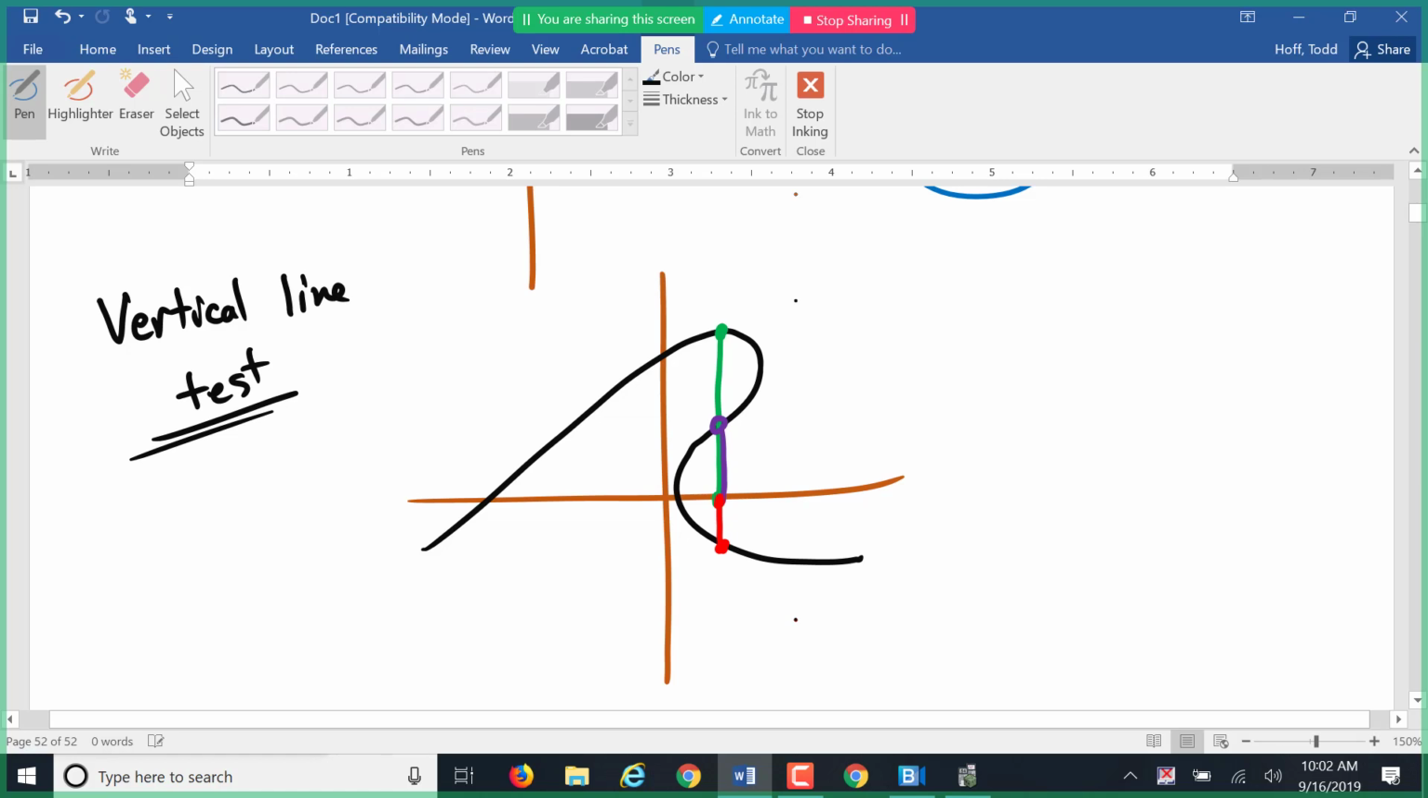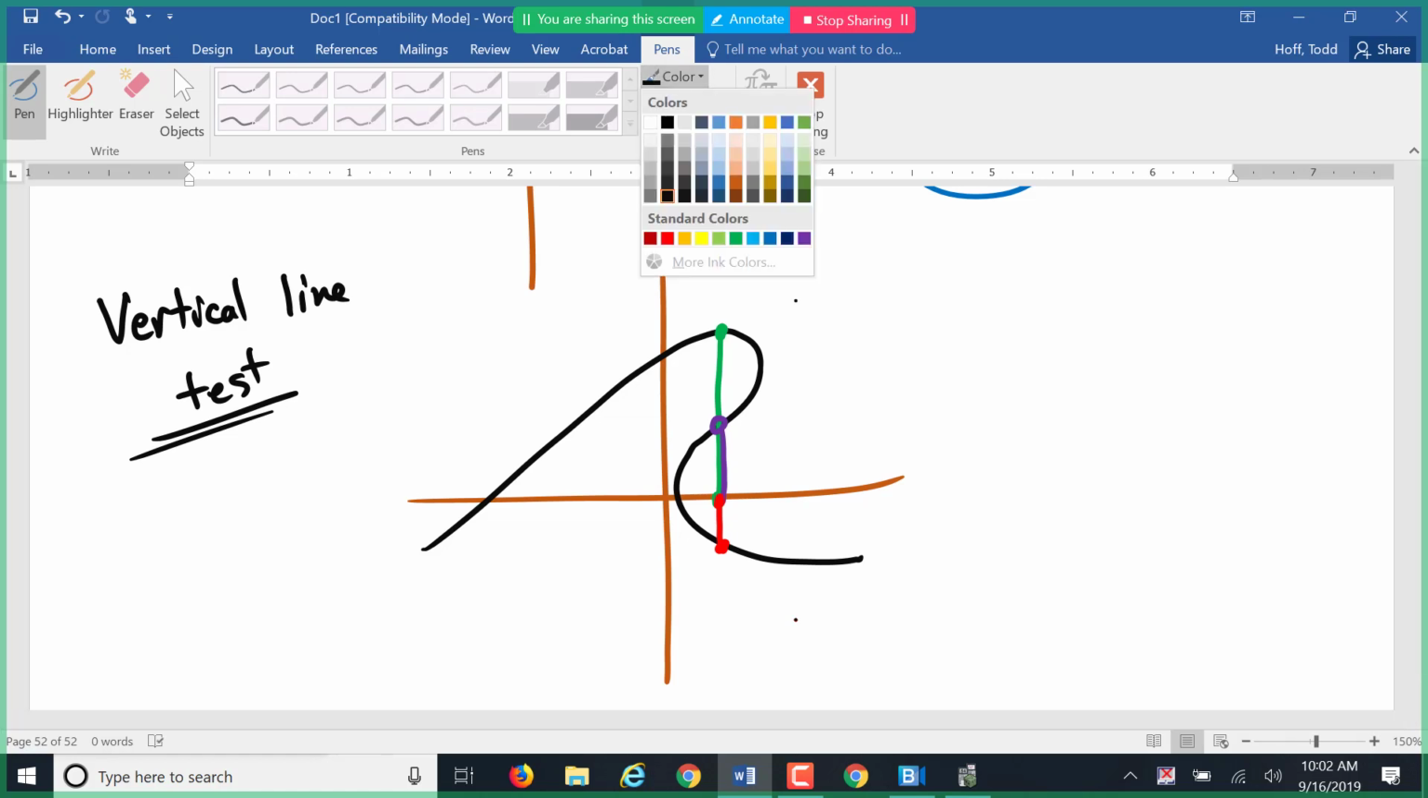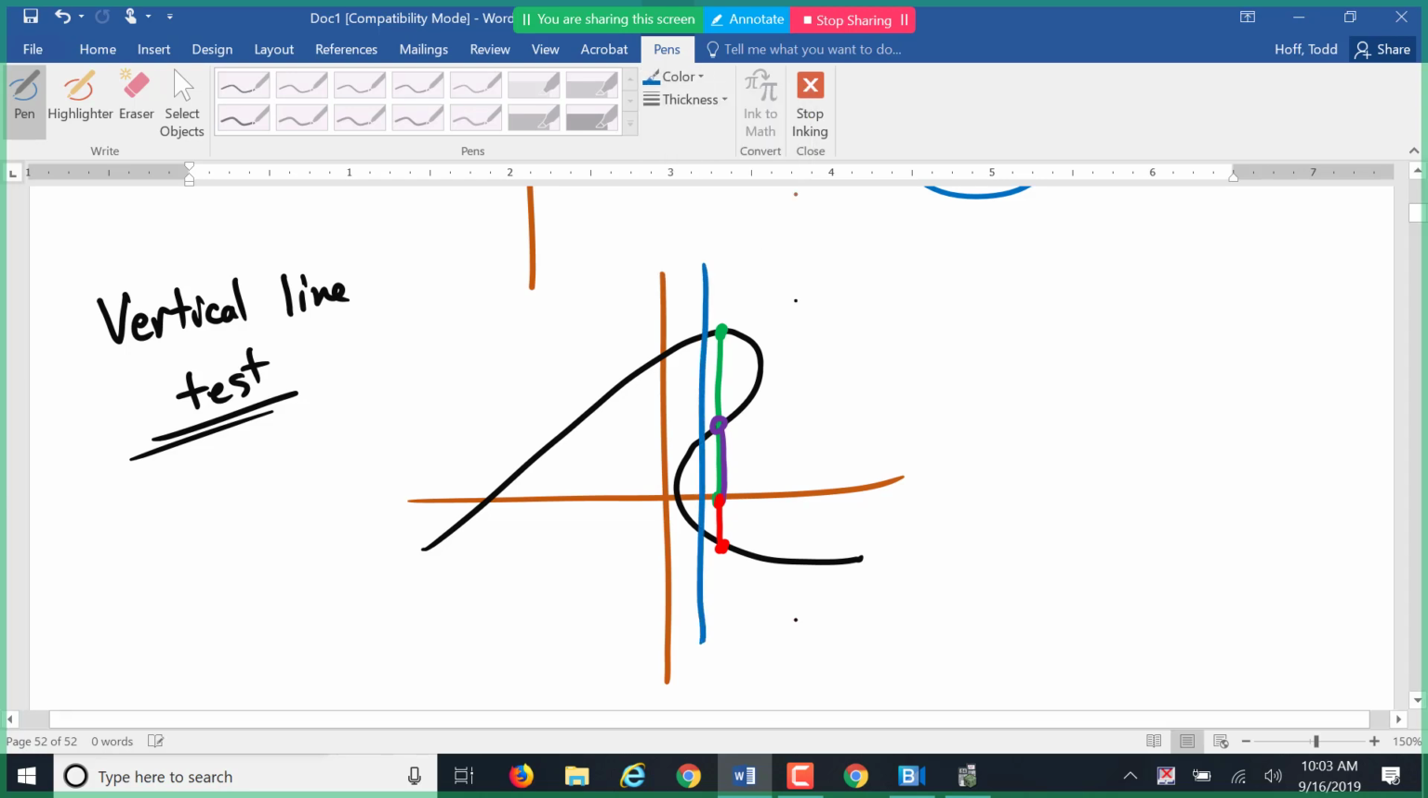And what a vertical line test is, we just look at that graph and we ask ourselves, is there any place on that graph that we could draw a vertical line and it would cut through that graph more than once? So of course here it can cut through it more than once. That is not a function.